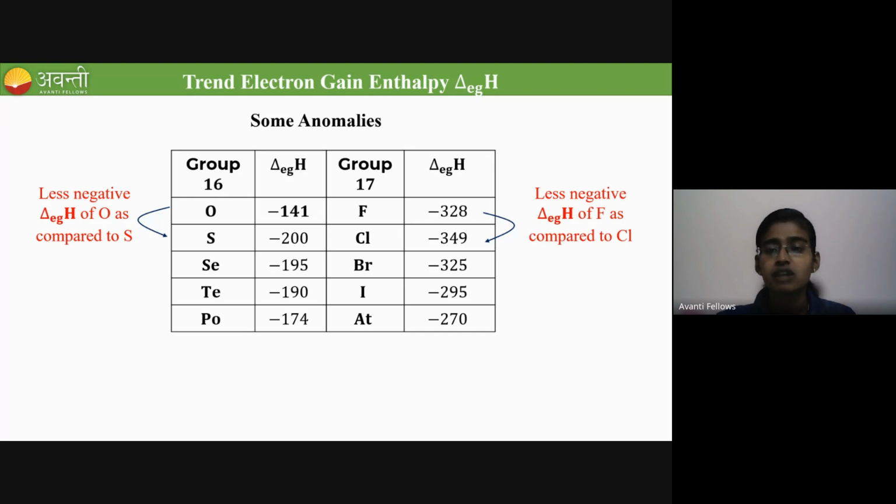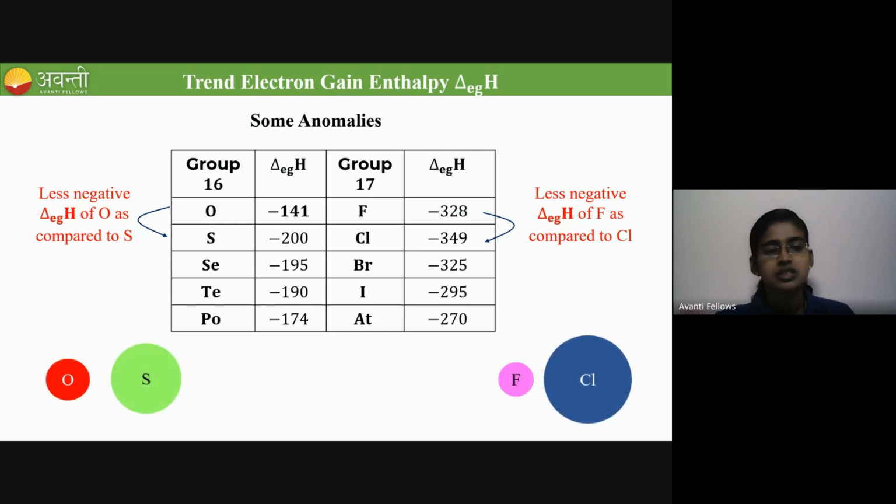It is because of the size factor of oxygen and sulfur, and fluorine and chlorine. We know that oxygen is very small in size compared to sulfur. The size of fluorine and the size of oxygen is very, very small. So when I add an electron from outside to oxygen and fluorine, that is electron gain enthalpy, right?